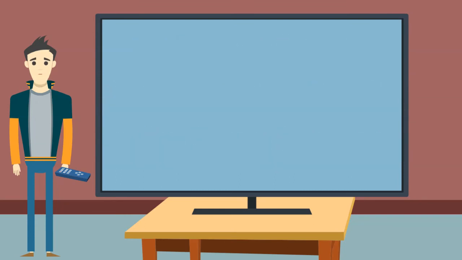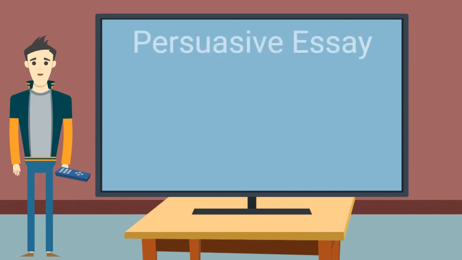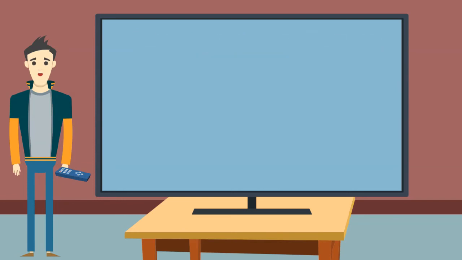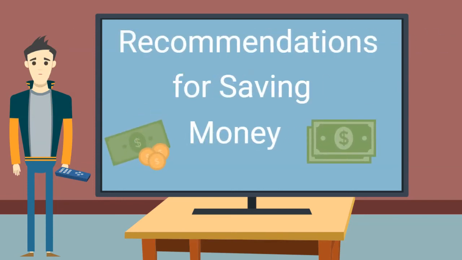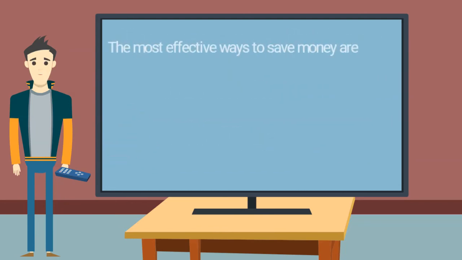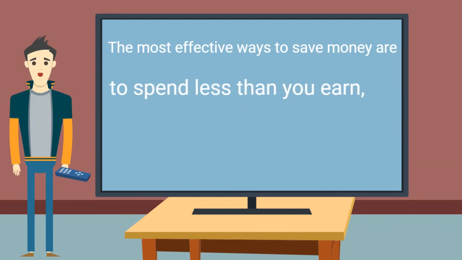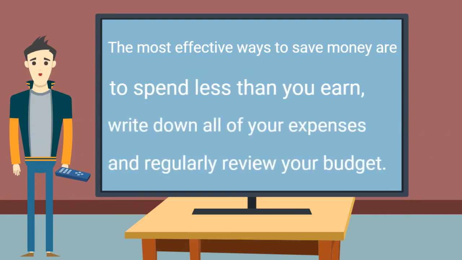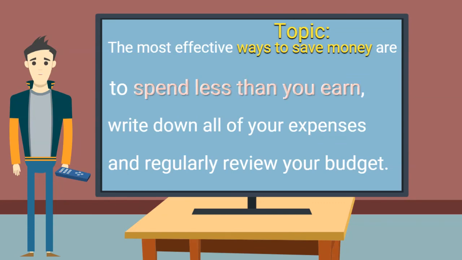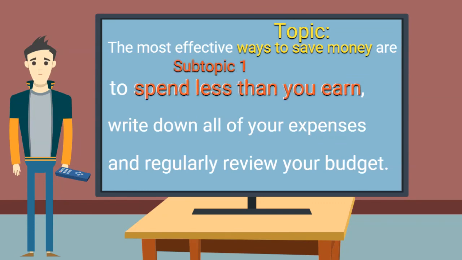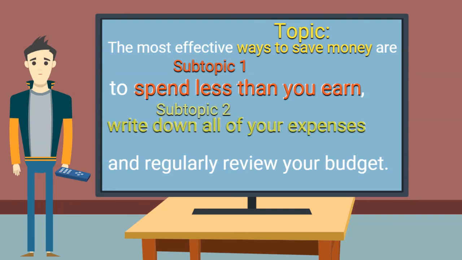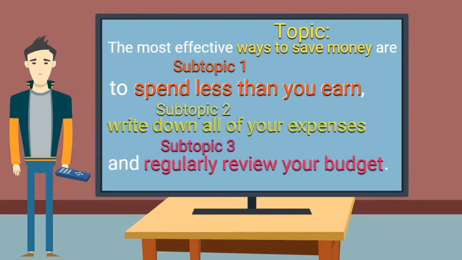For example, what if I am writing a persuasive essay, and the goal of the essay is to persuade my reader to follow my recommendations for saving money? I could write, "The most effective ways to save money are to spend less than you earn, write down all of your expenses, and regularly review your budget." We see in this example that the topic is how to save money. The subtopics are spending less than you earn, writing down all of your expenses, and regularly reviewing your budget.